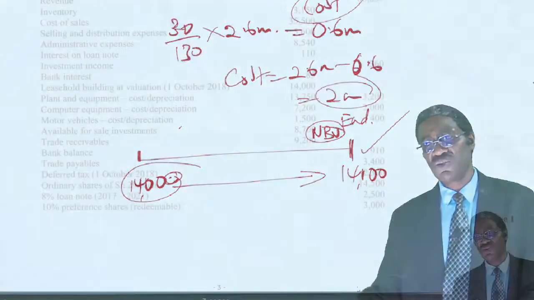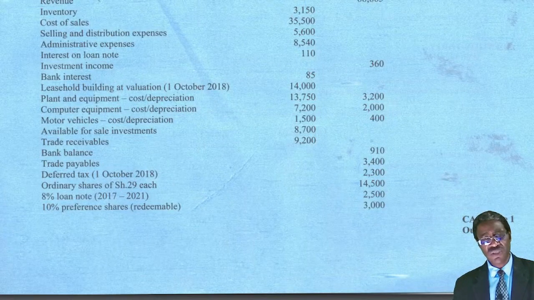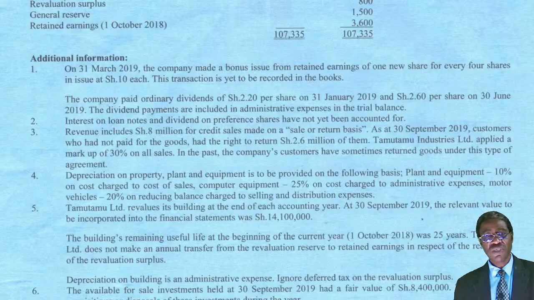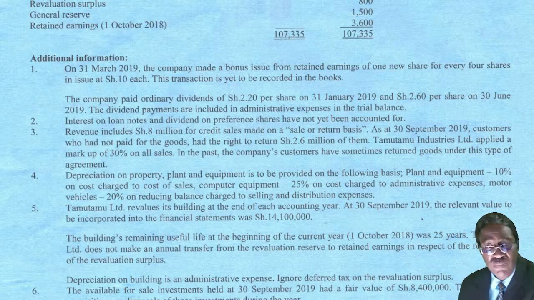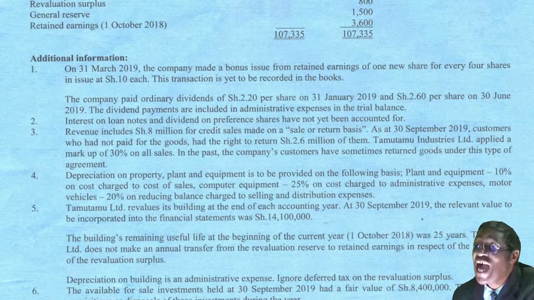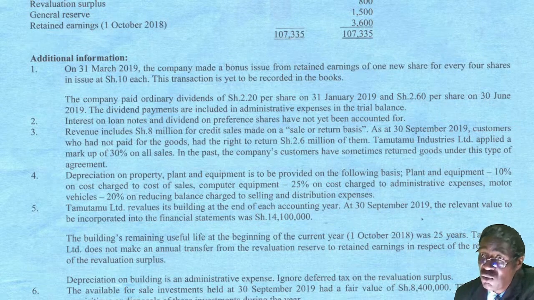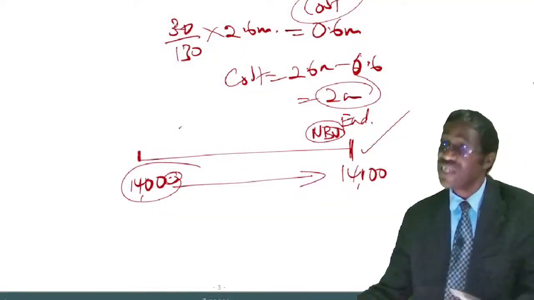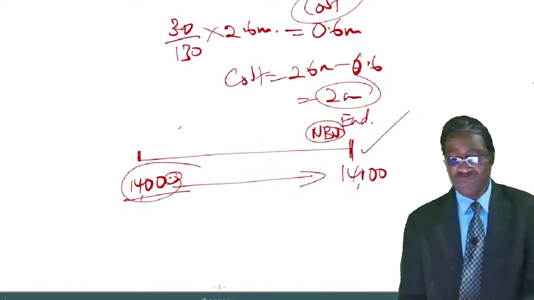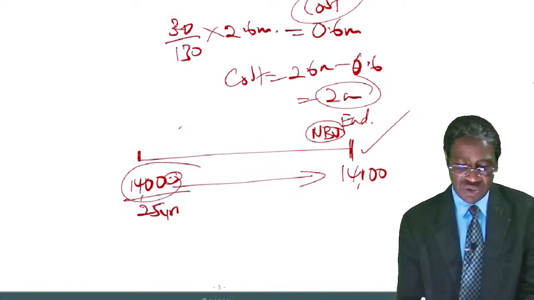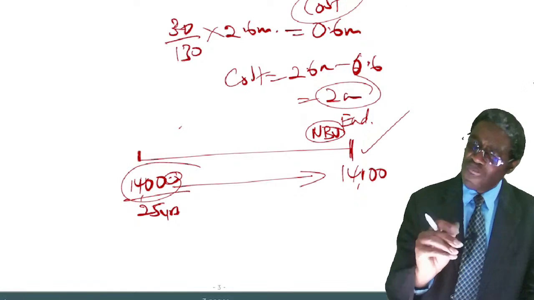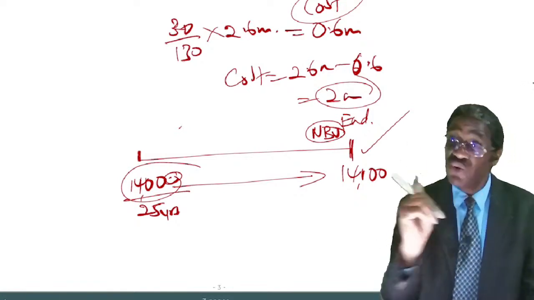The question has told you, in note number 5, second paragraph, that the building's remaining useful life at the beginning of the year was 25 years. Good. The value of 14 was the value at the beginning, and it had a remaining useful life of 25 years. So the examiner wanted you to know by how much it has lost value during the current year.